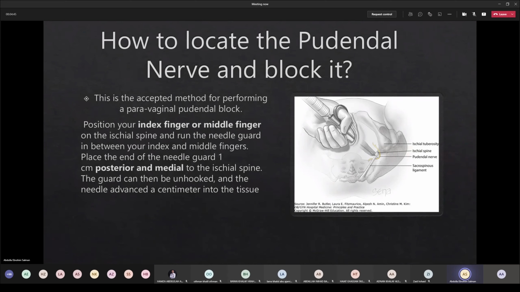How to locate the pudendal nerve and block it? This is the accepted method for performing a paravaginal pudendal block. Position your index finger or middle finger on the ischial spine and run the needle guard in between your index and middle finger. Place the end of the needle guard 1 centimeter posterior and medial to the ischial spine. The guard can then be unhooked and the needle advanced 1 centimeter into the tissue.